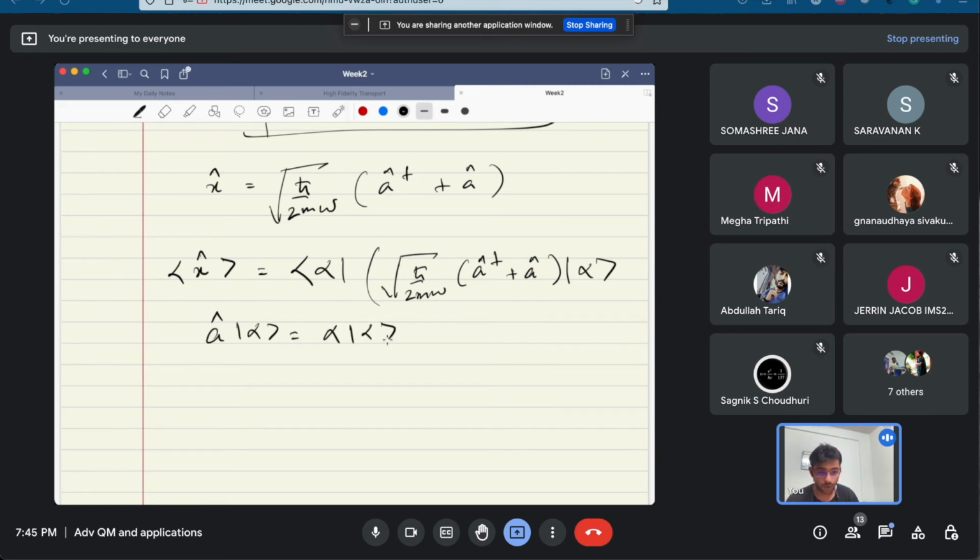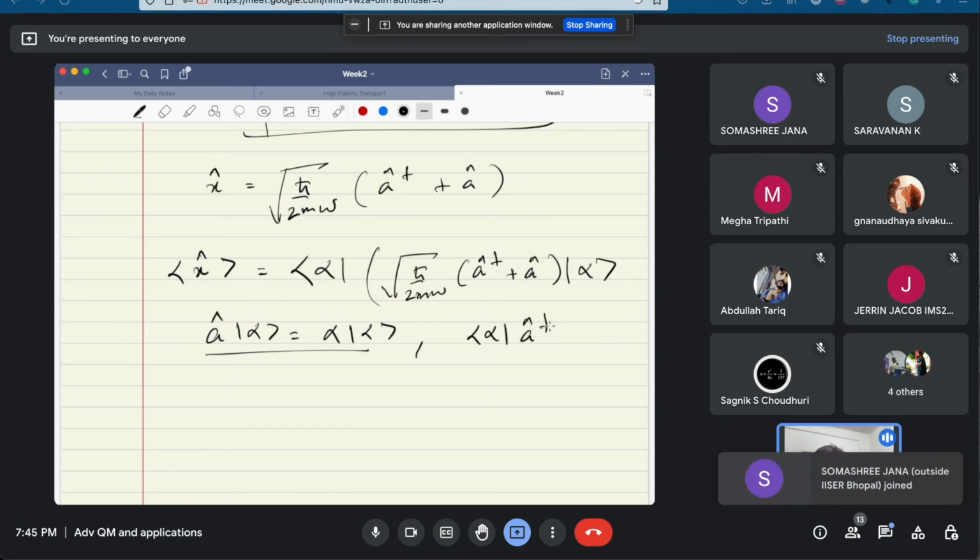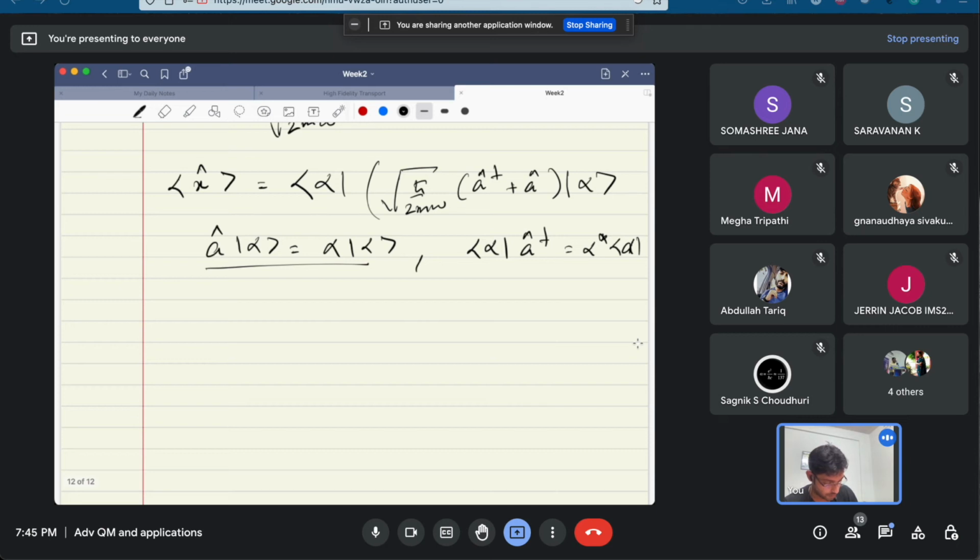So this was the key property that we used to derive the normalization as well as the coherent state. We know this property, and you can take the conjugate of it. So if you operate with A dagger, the conjugate, what you get is alpha star times alpha. Now you can put these into the equation. What we essentially have is alpha A dagger alpha plus alpha A alpha.